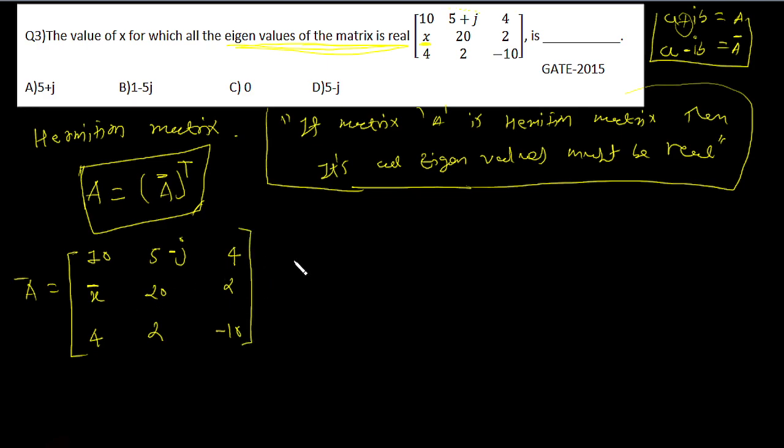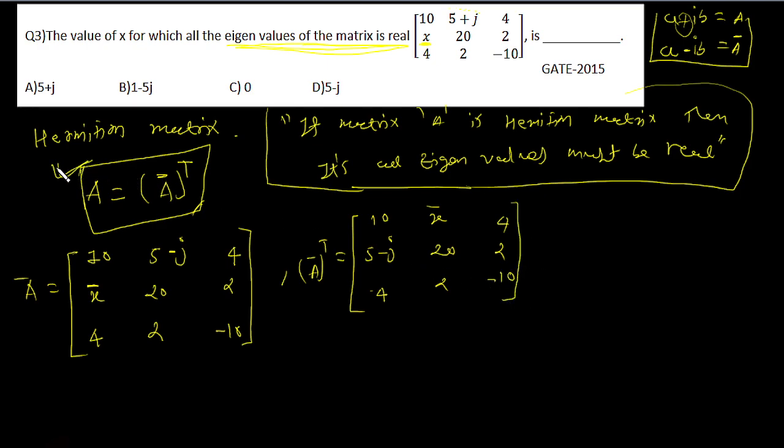Now we have to take the transpose of this conjugate. So a conjugate transpose. Now what we are getting is simply 10, 5 minus j, here 4, here x conjugate, 2, 2, here 4, 2 minus 10. Now we have to just use the definition of this Hermitian matrix. Now just simply equate this matrix with our initial one that is given in the question.